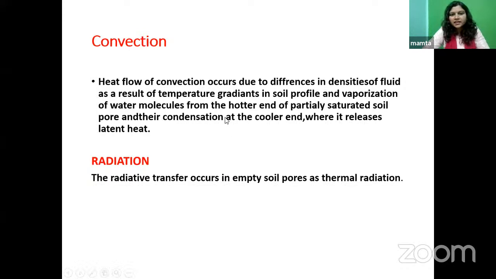And their condensation at the cooler end releases latent heat. In our home, when we cook rice or steam water and put a lid on the cover, what happens? The water gets vaporized, and on the lid it again takes droplet form. Droplet form means it gets condensed. First it gets evaporated, and as soon as it meets a cold surface, a lower temperature, it condenses and forms water molecules.